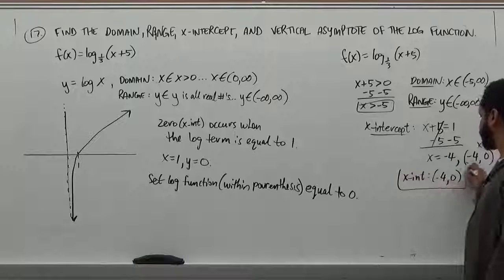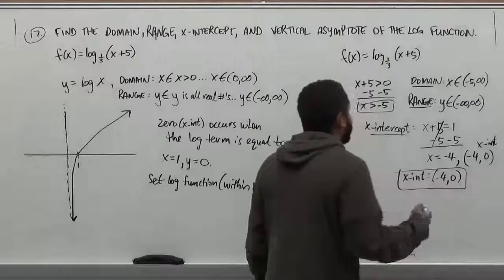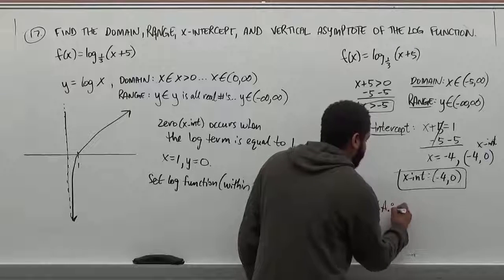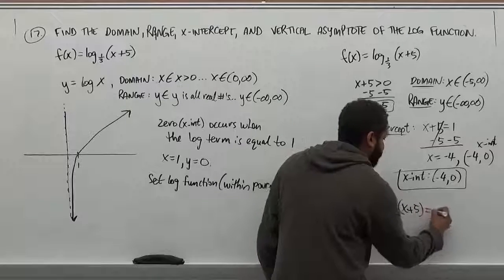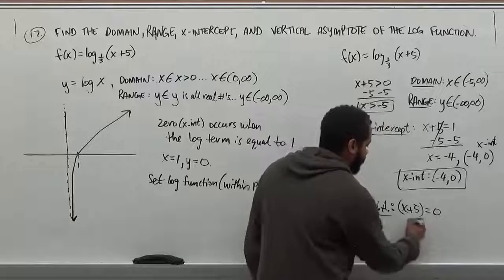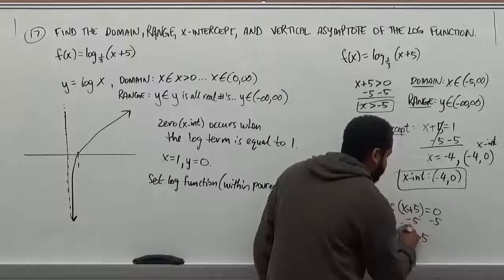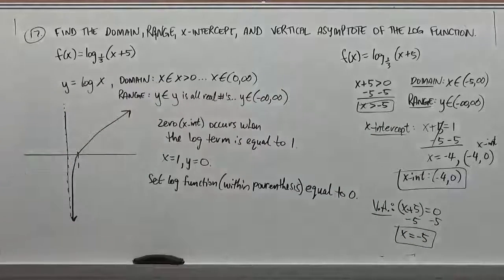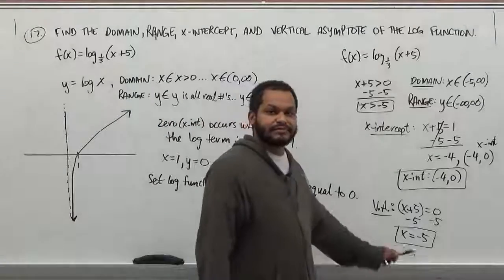Now our final step in this problem is to set the inside of the parentheses equal to 0 so that we can get our asymptote. The vertical asymptote in this case will be setting x plus 5, which is the inside of the parentheses, equal to 0. When we solve, we subtract 5 from both sides and get our asymptote being x equals negative 5. And that concludes our 4 components. We have our domain, our range, our x-intercept, and our vertical asymptote.